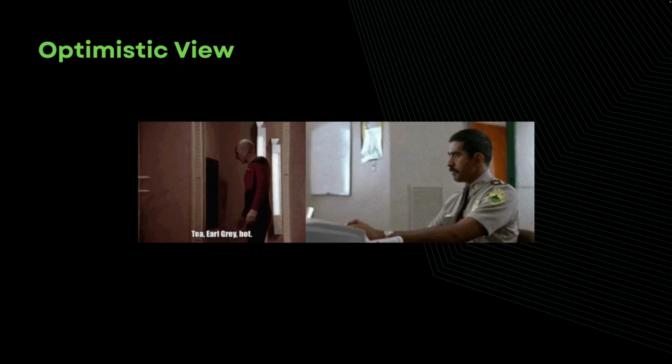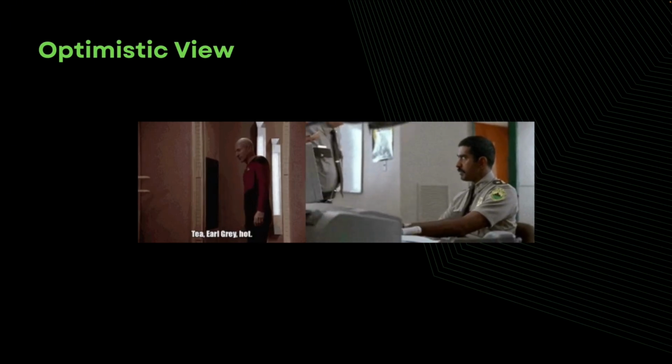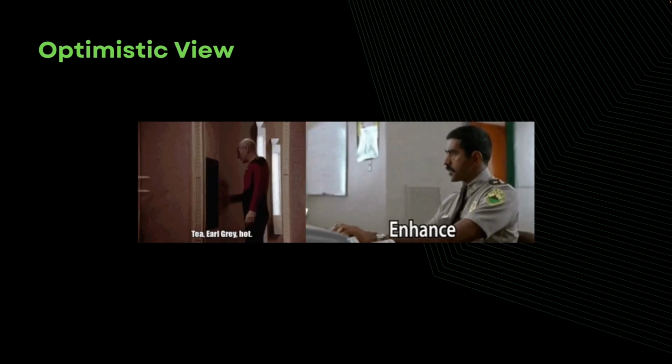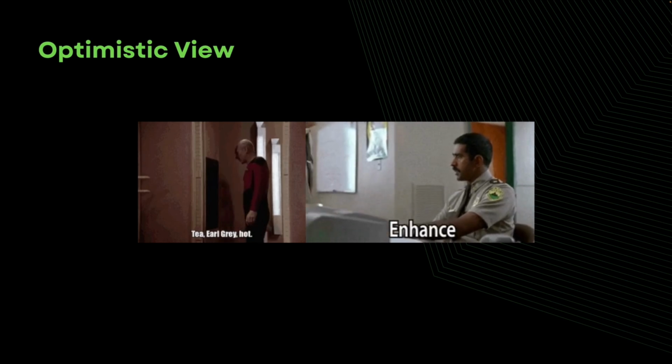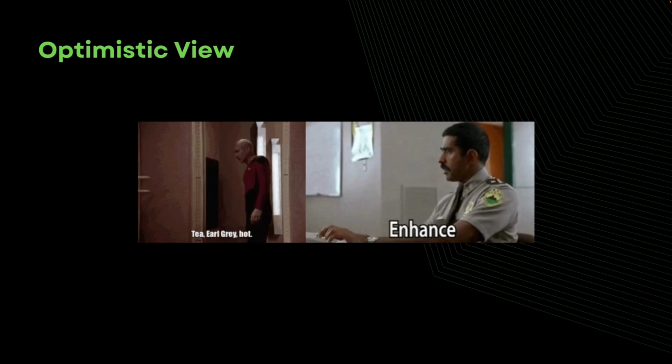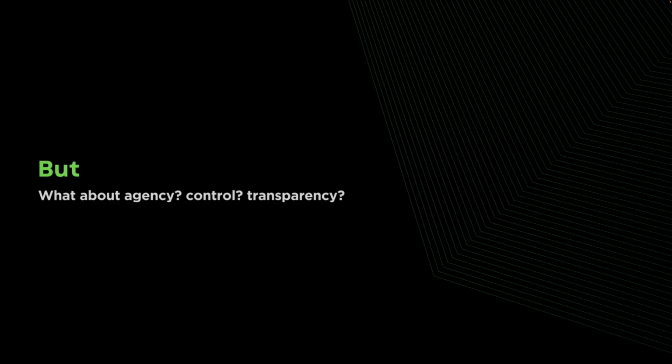It is this future where you can just tell the machine what you want and the machine will do it. From "enhance," which is kind of real right now, to "tea, Earl Grey, hot." Well, there are questions that need to be asked, like agency, control, transparency. What's going on when I send this request and it magically gets implemented and executed and I see the result? Do I need to know? What if something goes wrong?